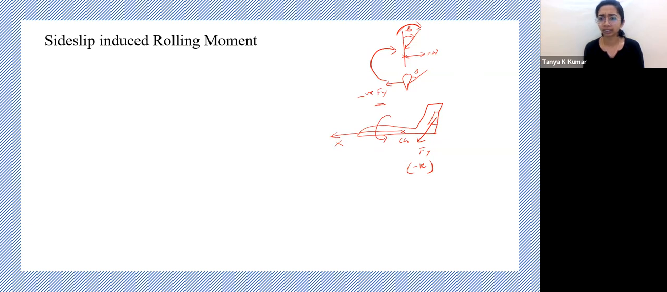So this is one of the conditions where, if the aerodynamic center of the vertical tail is above the CG, it has a moment arm. If this is some x distance, the rolling moment would be Fy times x. Fy is negative, so it introduces a negative rolling moment. This is one of the factors that introduces a rolling moment when the aircraft encounters a side slip.